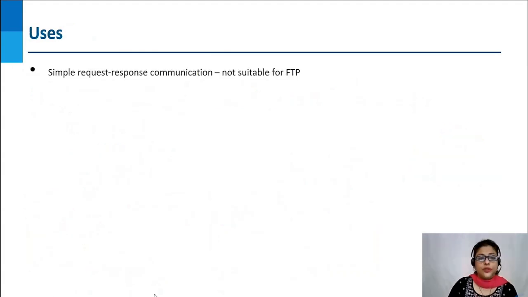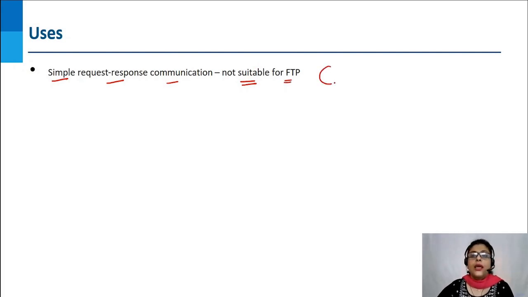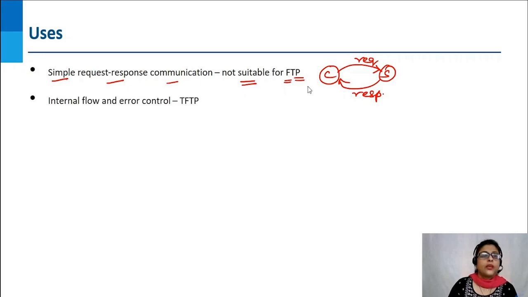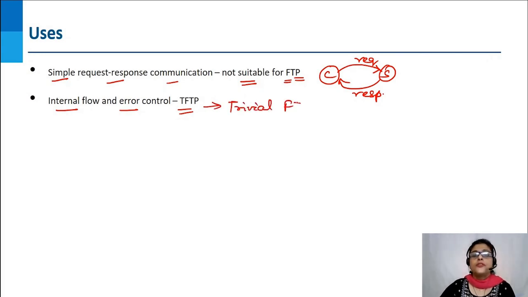Now, what are the uses of UDP? UDP may be used for a simple request-response communication, and it is not suitable to send bulk data that is used for file transfer protocol. Like if you have a client and a server, you can make a simple request and response message, but not to send bulk data over the file transfer protocol. The next use case of UDP is to check for internal flow and error control that possibly is used in TFTP. TFTP is Trivial File Transfer Protocol.